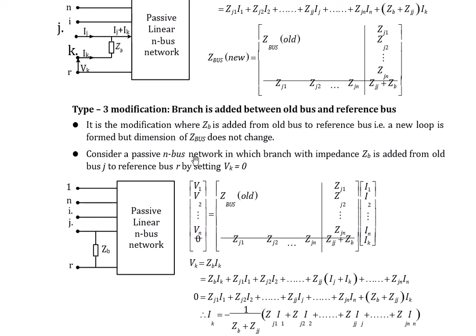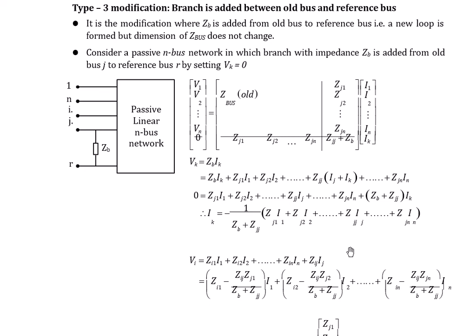Consider a passive N bus network in which a branch with impedance ZB is added from old bus J to reference bus R. By setting VK equal to 0, we get this formula, or we can say that this modification will happen. Our Z old is added with this row and column, and our new Z bus impedance matrix will look like this. VK is equal to ZB into IK, so this is the formula for that. If we put VK equal to 0, then this will happen. We can find the value of IK.